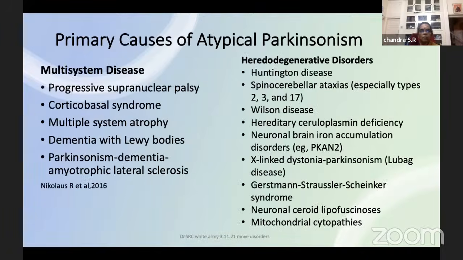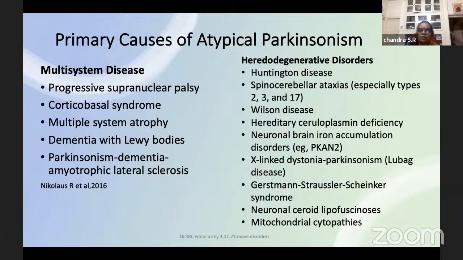Then you have multi-system diseases. Under multi-system involvement, late onset Parkinsonism is seen in PSP, CBD, MSA, DLBD, and Parkinsonism-dementia with ALS. So multiple parts of the neuroaxis are involved, but the common thing is Parkinsonism. The Parkinsonism part may be mildly expressed, but other disease features are dominant.